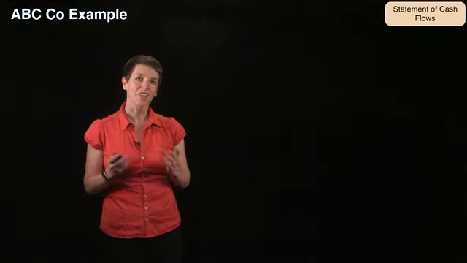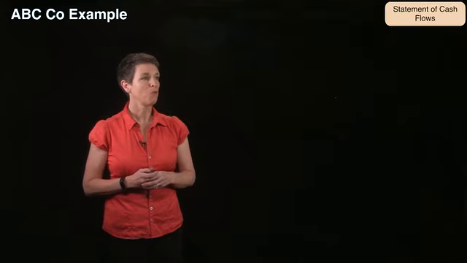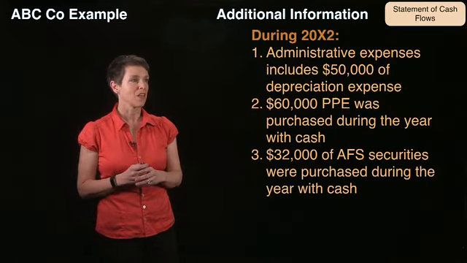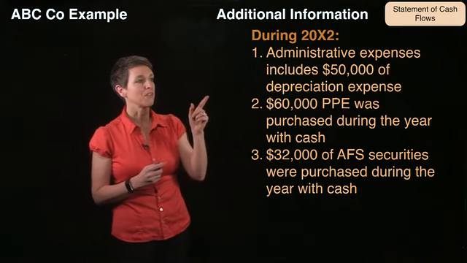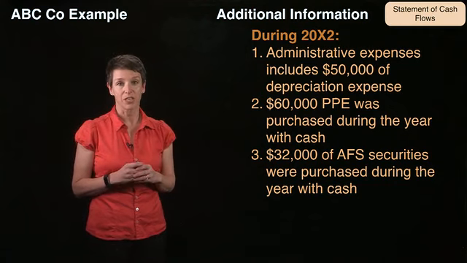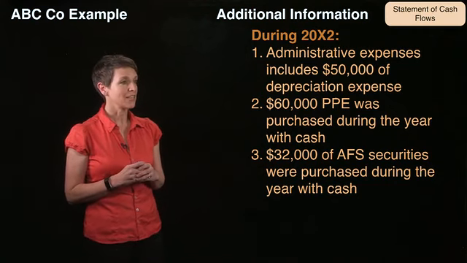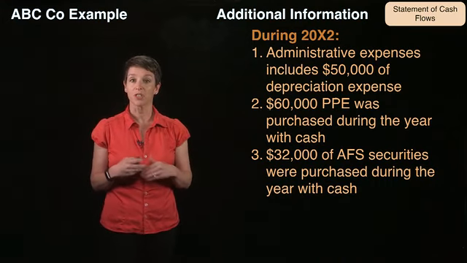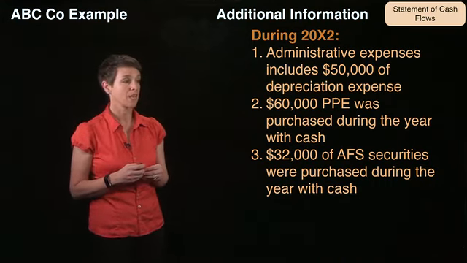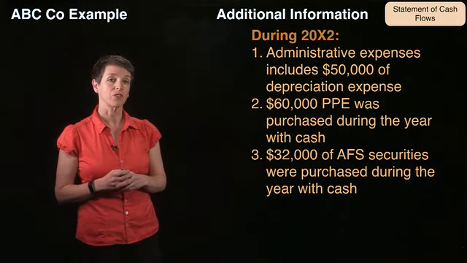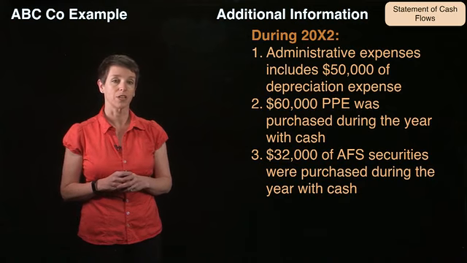So let's take a moment to revisit ABC Company and look at their cash flow statement. Before we begin, let's look at some additional information we're going to need. First, we need to know that the administrative expenses in the income statement include $50,000 of depreciation expense. Second, we need to know that property, plant, and equipment of $60,000 was purchased with cash during the year. And finally, we need to know that available for sale securities of $32,000 were purchased during the year.